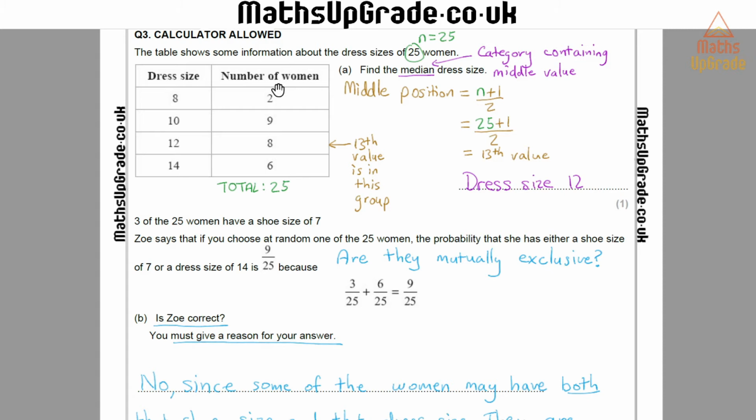So from the top, there's 2 values here. There's another 9 values here, so that's 11 values altogether. There's 8 values here, so the 13th value must be in this group here. From the bottom, we can do the same thing, just to confirm. There's 6 values here. Another 8 values gives you 14, so the 13th value must be in this group here. So the median dress size is this one here, which is 12. So dress size 12 is the median.